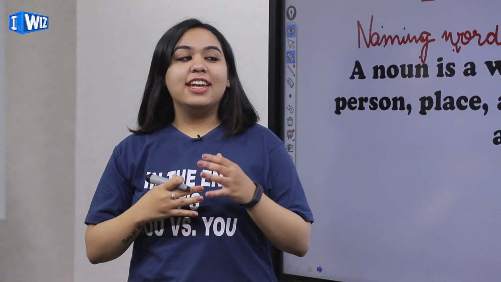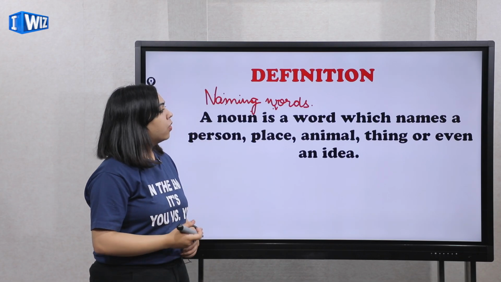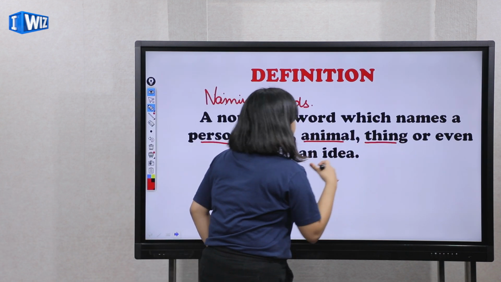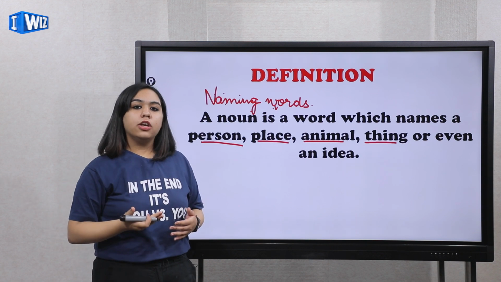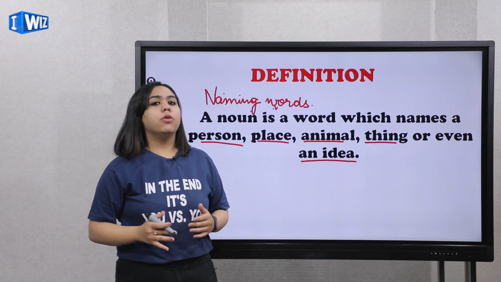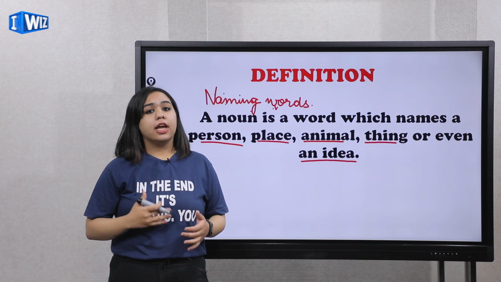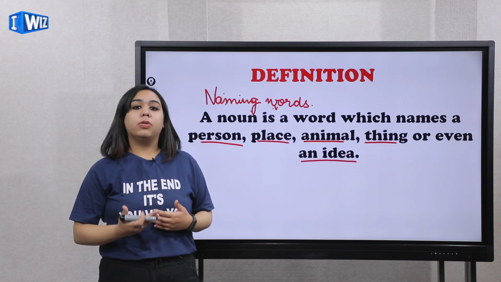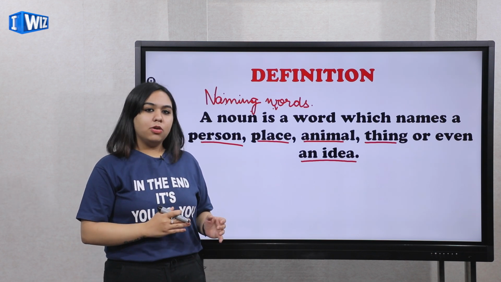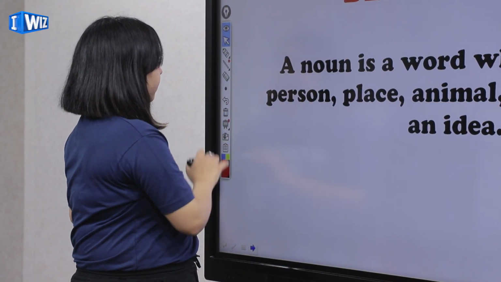So the words that name anything are called nouns. Let's read the definition once. A noun is a word which names a person, a place, animal, thing, or even an idea. If there is an idea in your mind or you're feeling something and you name it, it's again a noun. So one thing you have to keep in mind is naming words. Naming any idea, any feeling, any animal, place or thing. So that's the crux. If you want to note it down, you can. Otherwise it should go in your head. Let's move on further.